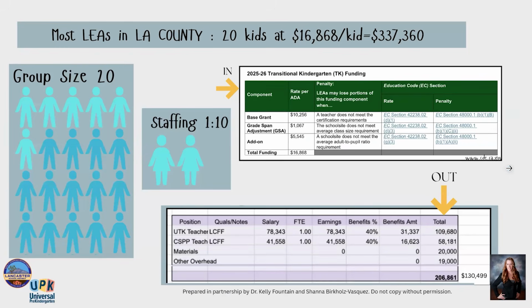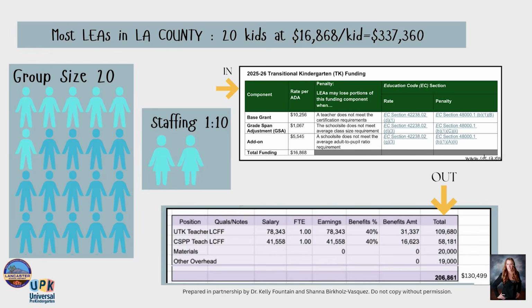In our state, most districts are providing 20 children an opportunity for TK in a ratio with staffing of 1 to 10. So I did a little bit of math here. If you are bringing in $16,860 per kid, you're bringing in about $337,000 per classroom if you have 20 children in there. And then your costs out, these are just estimated costs for a UTK teacher and an additional staff member, are about $206,000. And for us in our system, we have a credentialed teacher and then we have a qualified state preschool teacher in there. So our costs might be a little higher because the qualified state preschool teacher is being paid a little bit more than if you were just to put an instructional aide in there.